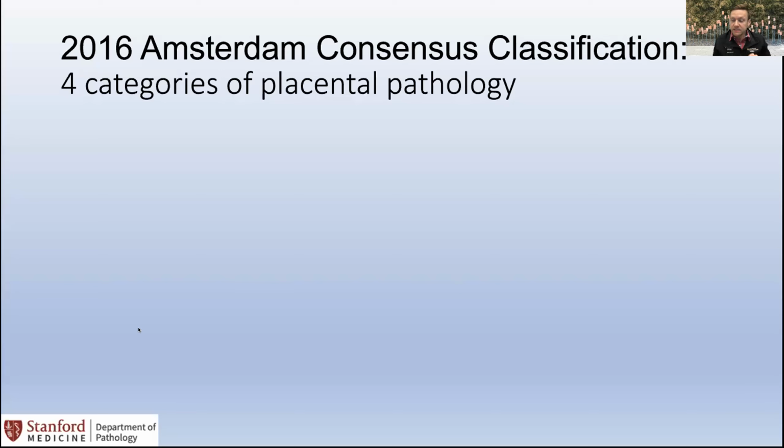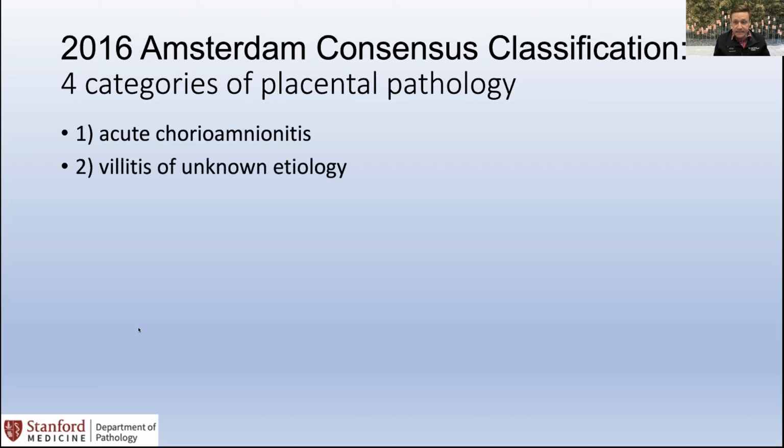But what we can do when it comes to placenta is basically put it down into one of four categories that we're going to talk about. Acute chorioamnionitis, probably the one you're most familiar with and see the most. Villitis, specifically we're going to talk about what we mean by VUE, or Villitis of unknown etiology. I mean, there's an example right there where we don't know everything yet.